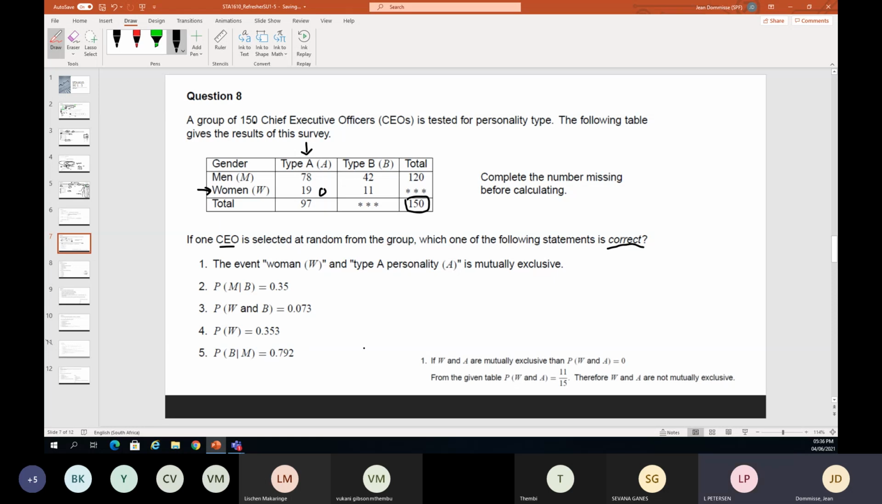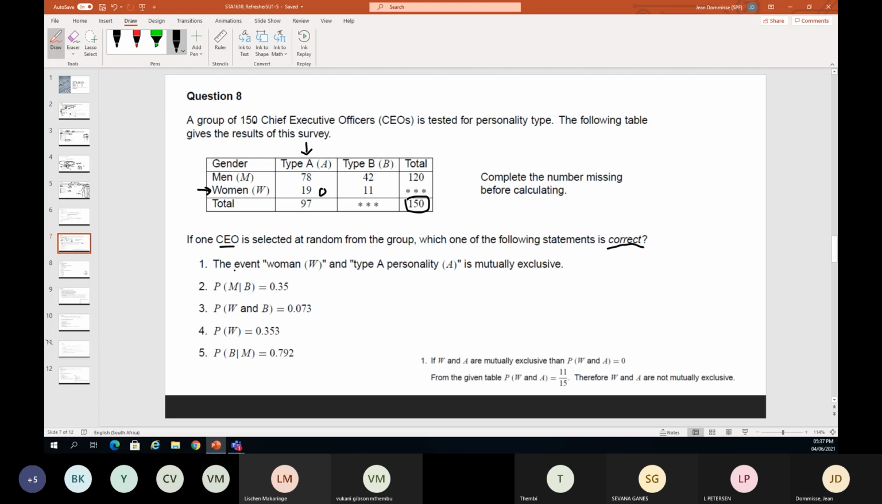This was actually one of my questions, that's why I know it. I can't remember the exact question, but it was exactly the same. They asked me to find the incorrect one, and they stated that, for example, in this scenario, woman and type A is mutually exclusive. That was my correct answer because it was incorrect. Okay, cool, so this stuff does work. Yes. So that should have been 0 if it was mutually exclusive.